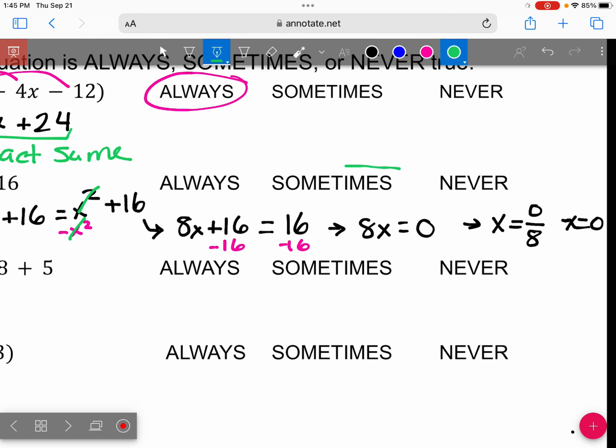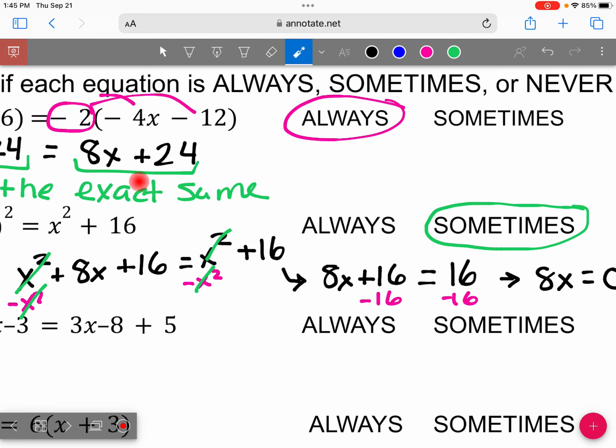So this would be a sometimes. This only works when x is 0. So when in doubt, try and figure out what x is. If I get x is anything, 0, a third, 700, 437.2, doesn't matter. If x is something, it's sometimes. If you get that your x's cancel out and it's true, like 4 equals 4 or 24 equals 24, that's always. Never will give us something false, like 3 equals 12. It just doesn't.